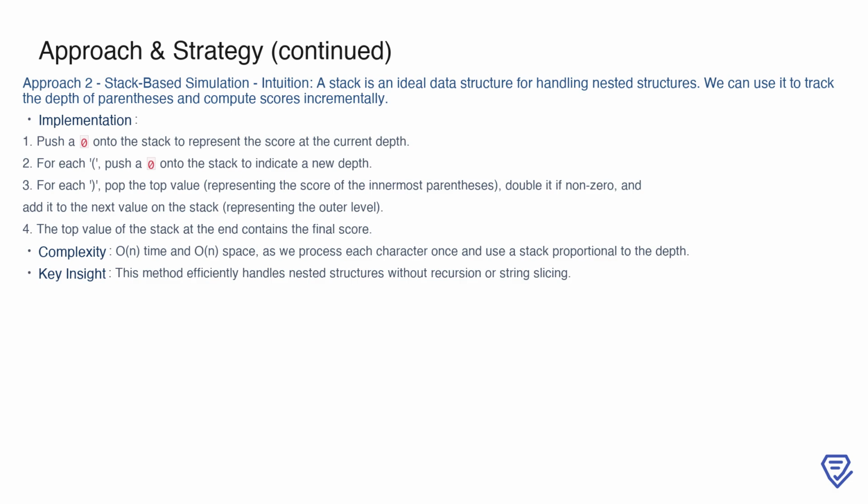At the end of the process, the top value on the stack contains the total score. This approach processes each character exactly once, giving it a time complexity of O(n), and the space complexity is O(n), as it depends on the maximum nesting depth.